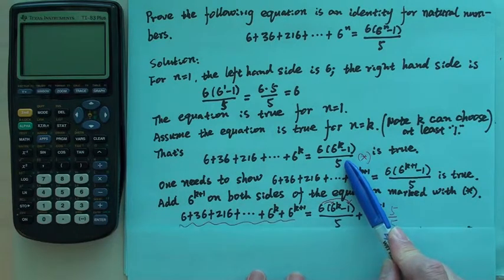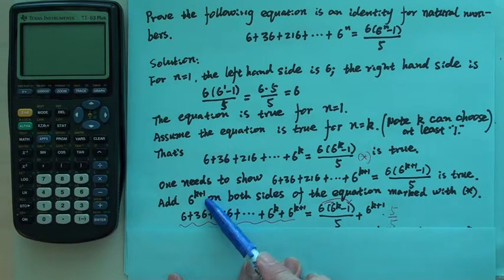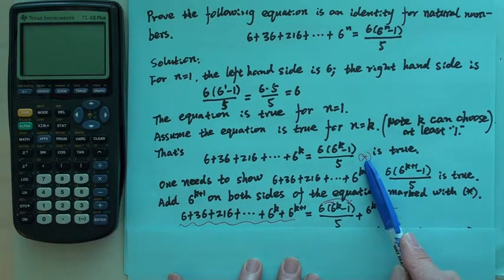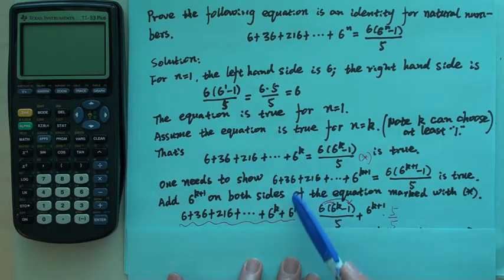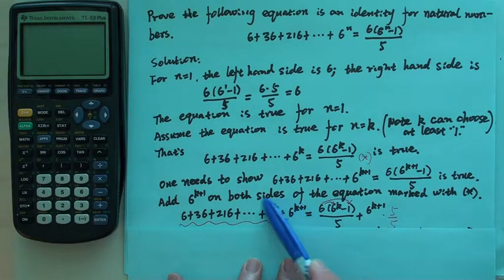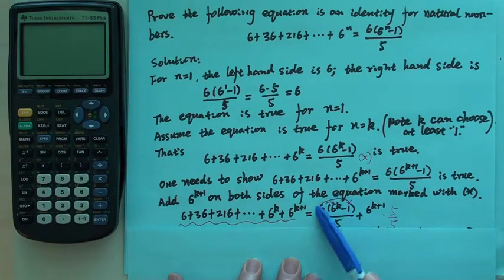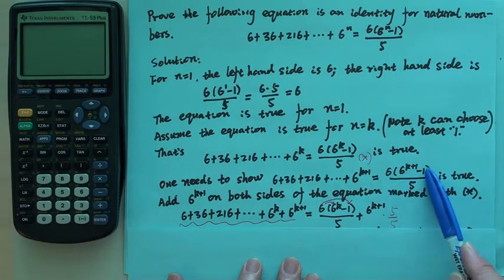So what we did is add 6 to the k plus 1 on both sides of the equation marked with star. On the left-hand side, you add 6 to the k plus 1. Then the left-hand side is going to be this one. So when this quantity is added by 6 to the k plus 1, we want to show this one can be written in this way. Or I want to show this one equals that one, and then we are done.